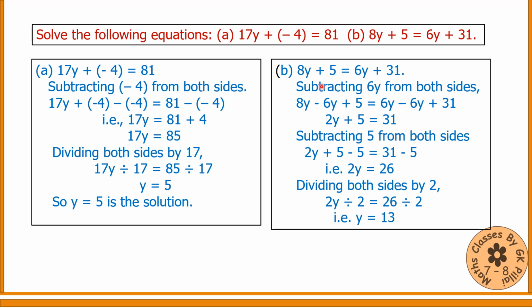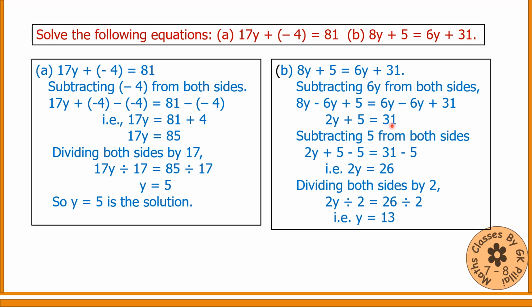The next one, we have got variables on both the sides. Our first aim is to bring the 6y to the left hand side. So we will write subtracting 6y from both the sides. Here 6y minus 6y get eliminated. Here it will be 8y minus 6y plus 5. We will get 2y plus 5 in the next step.